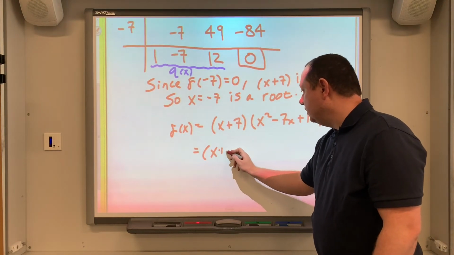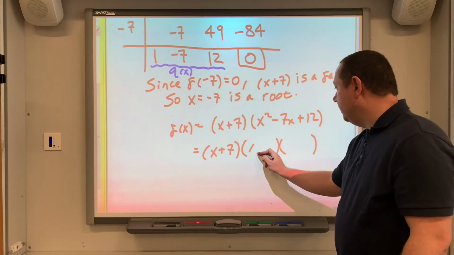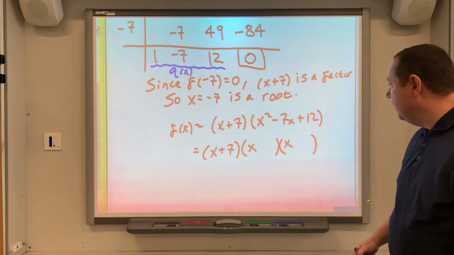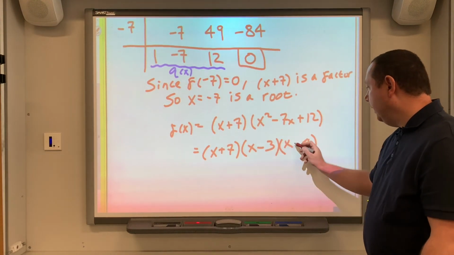We've got x plus 7. Two numbers that multiply together to make 12, but add or take away to make 7. That's 3 and 4, so minus 3, minus 4.